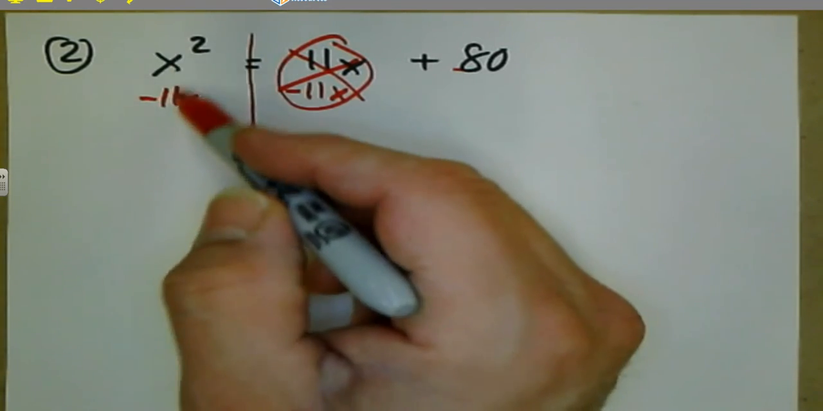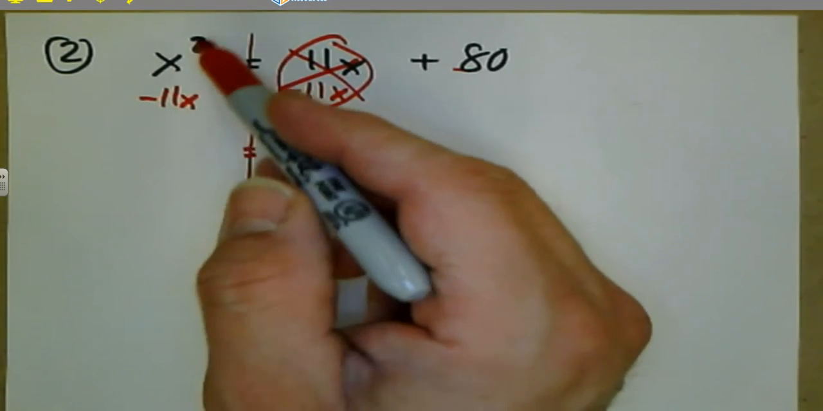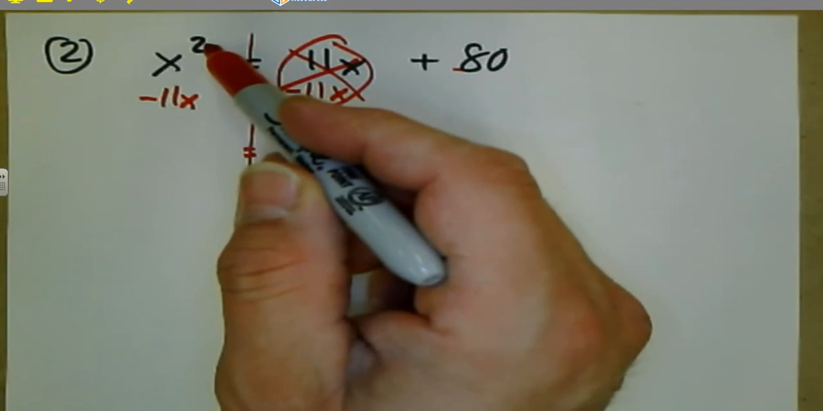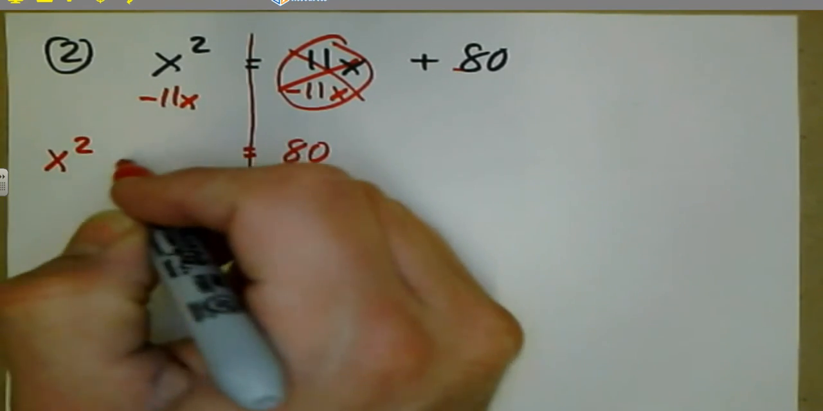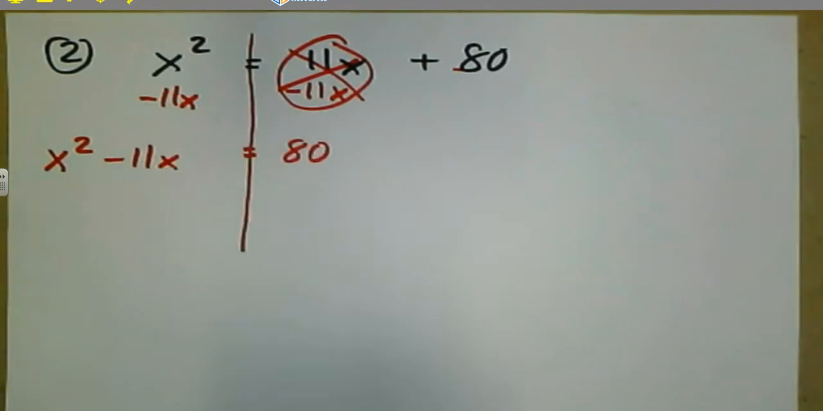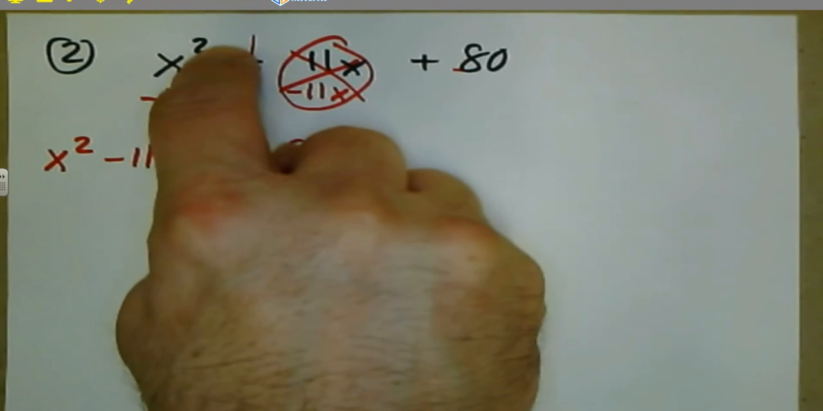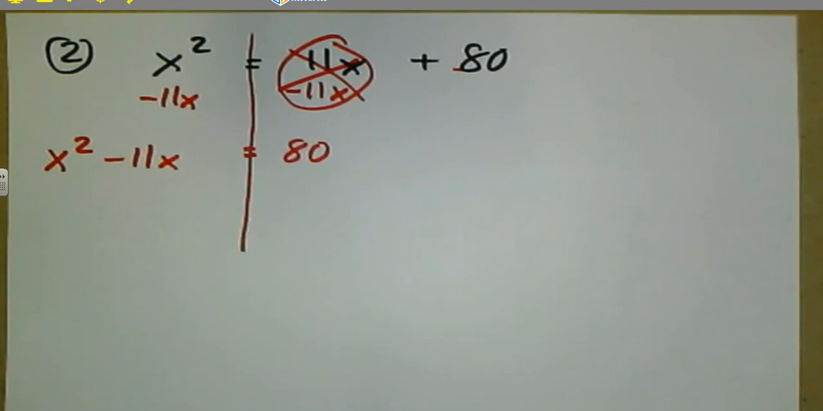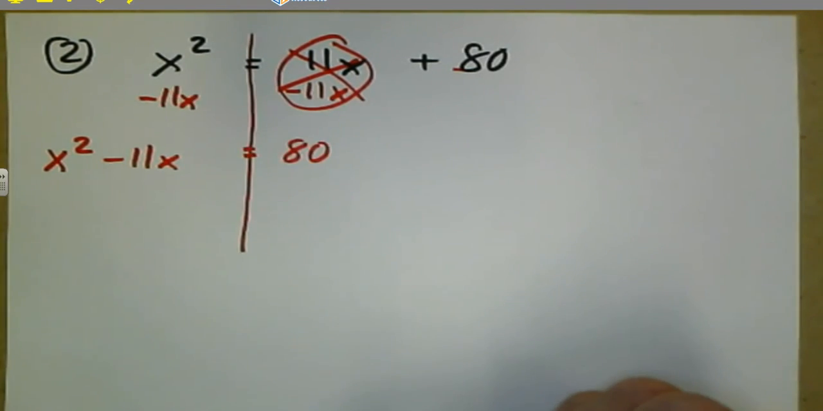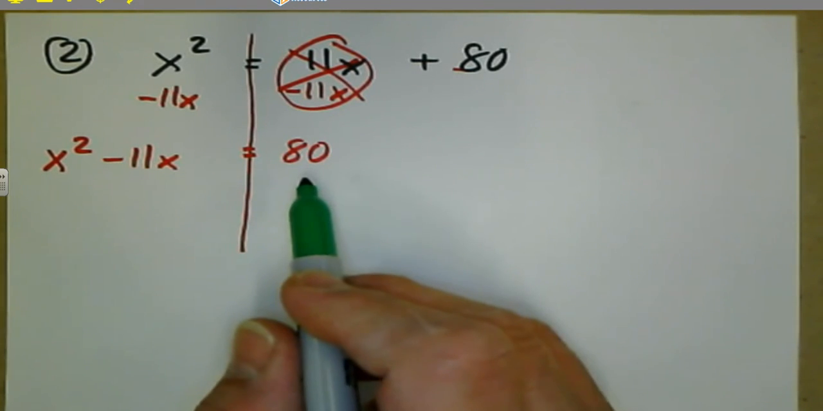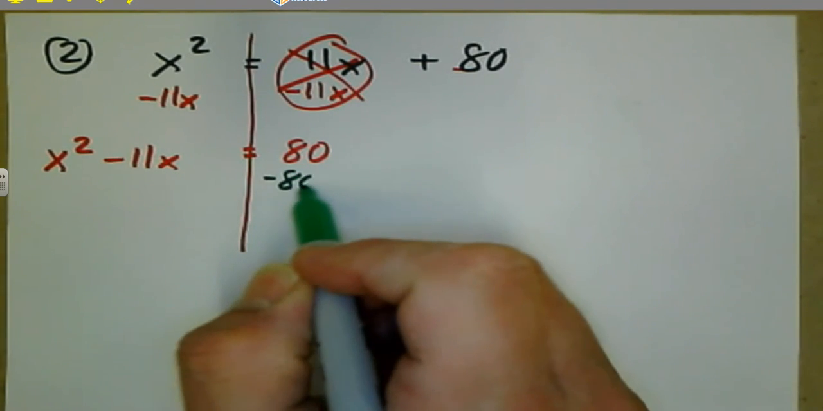Can I add these two together? No, why not? One's an x squared, one's an x. They're not alike. So I'm going to put x squared minus 11x. I cannot add them together. They are not like terms. One is an x squared, one is an x. They're different. It's like having a blue shirt and a green shirt. We don't have two blues. We don't have two greens. We have separate ones. Now, I want 0 over here, so I'm going to subtract 80.